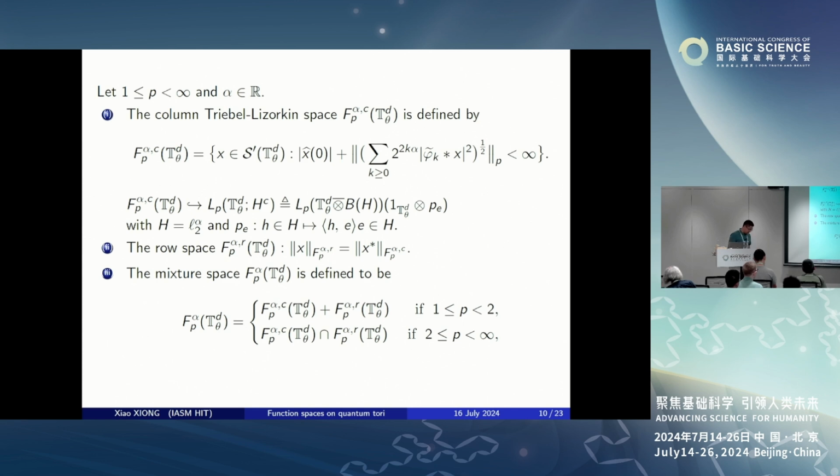So here I have 2 points I want to emphasize. The first point is that in the classical Triebel-Lizorkin space theory, there are 2 indices, p and q. Here, q is the q-th power of this absolute value. But now in this case, we are not able to define it for arbitrary q. The q must be fixed as 2.